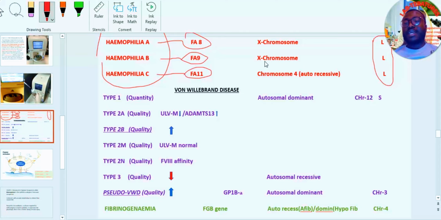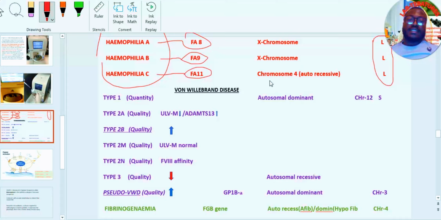This means if a male inherits an X chromosome with factor VIII or factor IX aberration, hemophilia A and hemophilia B are going to be expressed fully. And therefore, males are predisposed to hemophilia A and B compared to females because females have an extra X chromosome that might not be aberrated.